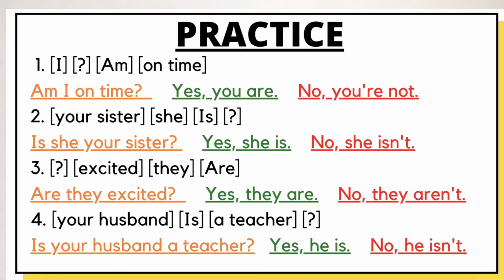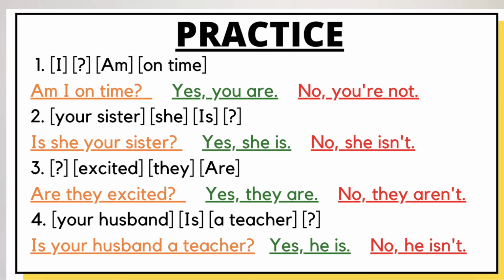Do your answers look like this? We have for number 1, am I on time? And we can say, yes you are, or no you're not, or no you aren't. Number 2 says, is she your sister? Our positive answer is, yes she is. Our negative answer could be, no she isn't, or no she's not.